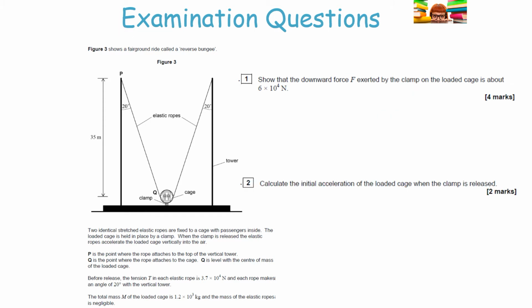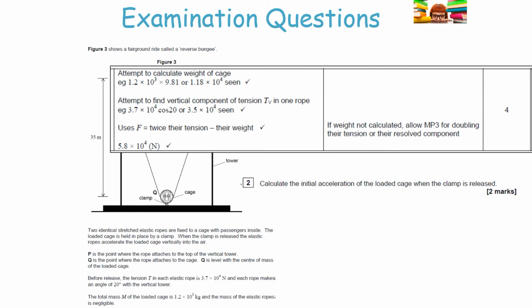Right, so what are we going to do? So it's 4 marks here. So the first thing we need to do is understand what forces are actually taking place. So you'll notice by looking at the diagram that we need to consider the vertical forces. So the first thing we know in the vertical is that there's definitely going to be weight. So the first thing you need to do is calculate the weight of the cage, which is going to be its mass, which is given at the bottom, 1.2 times 10 to the 3 kilograms, multiplied by the gravitational field strength, 9.81. So that's 1.18 times 10 to the 4 newtons. Now what else is acting in the vertical?